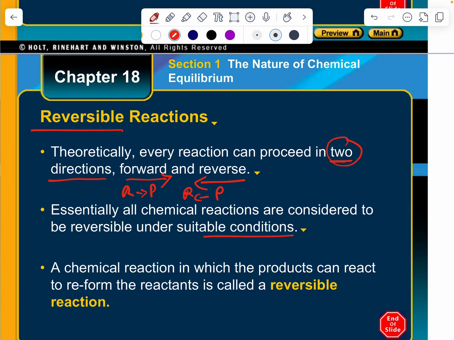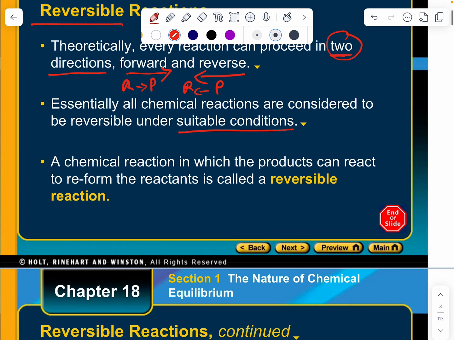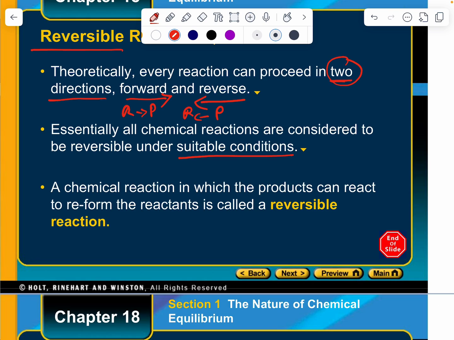Essentially, all chemical reactions are considered to be reversible under suitable conditions. If we have the suitable conditions, yes; if there are no suitable conditions, no. This is the definition: a chemical reaction in which the products can react to reform the reactants is called a reversible reaction. In this reversible reaction, the products will react with each other and reform the reactants.